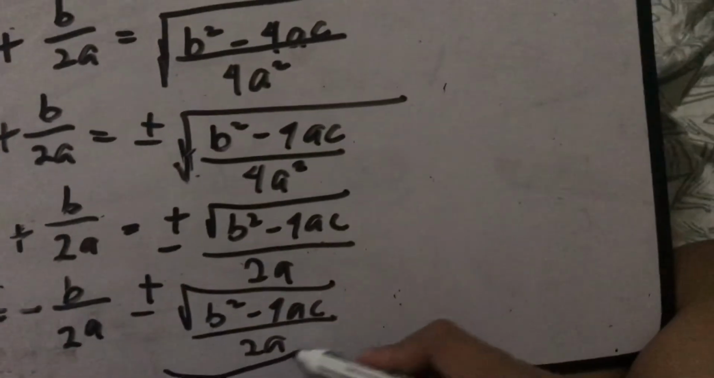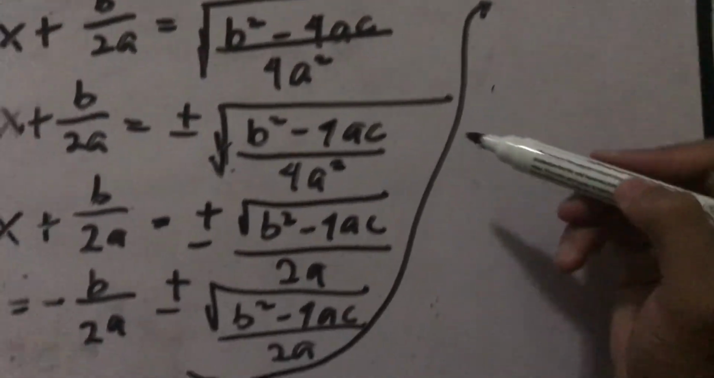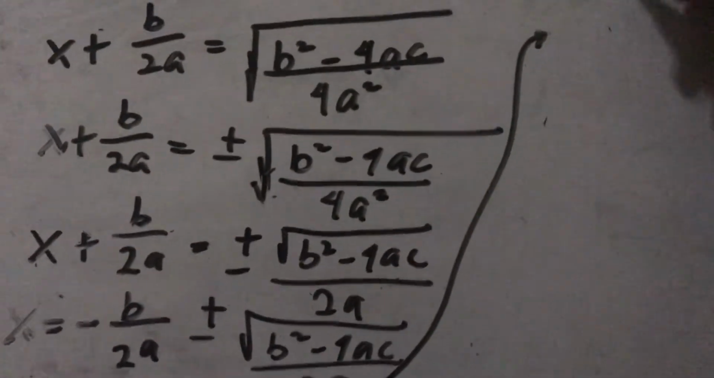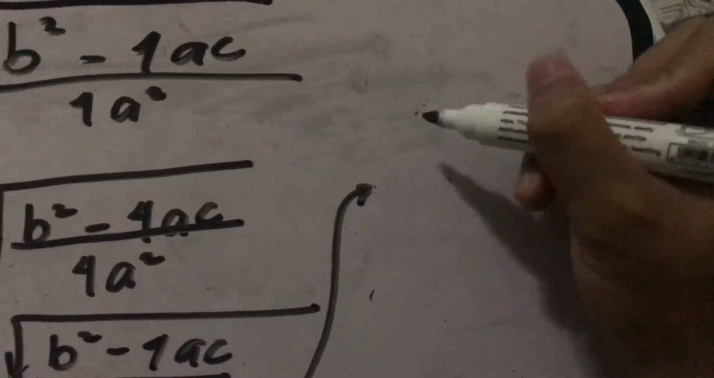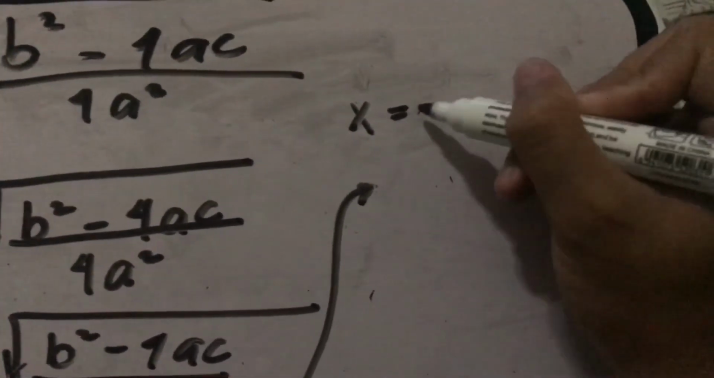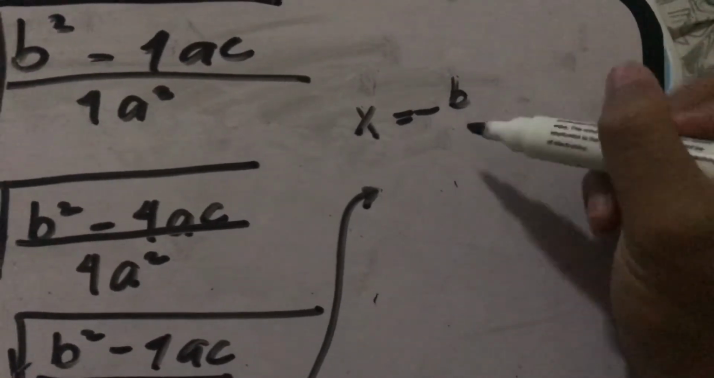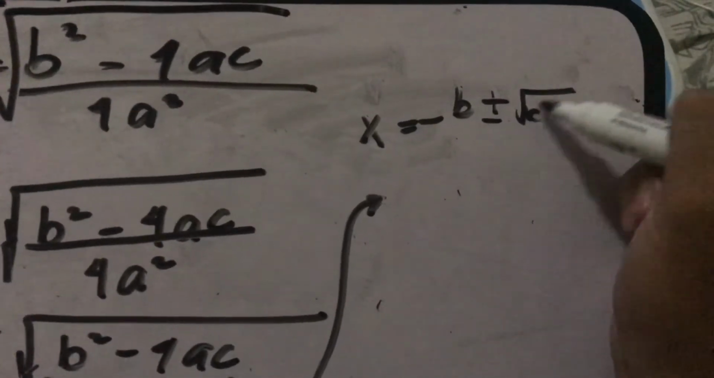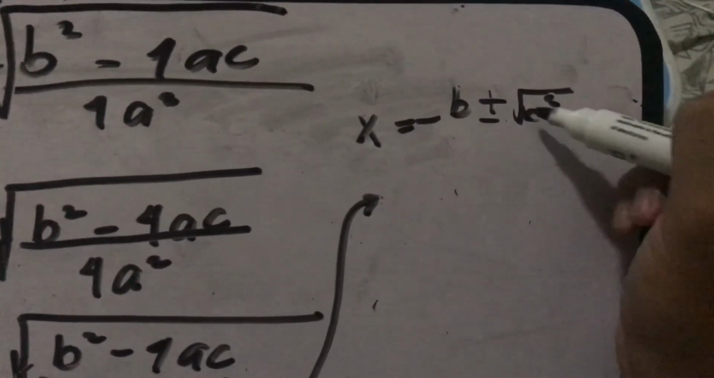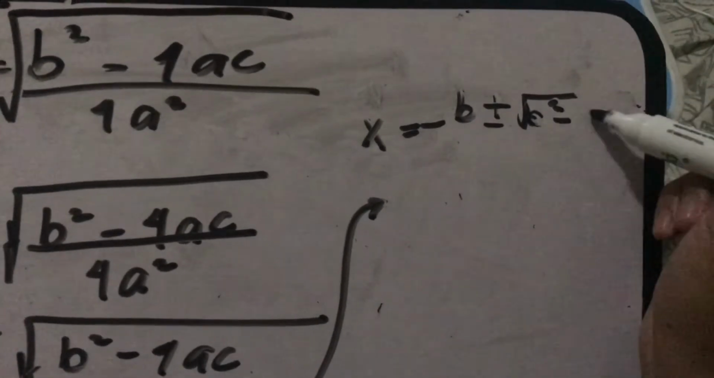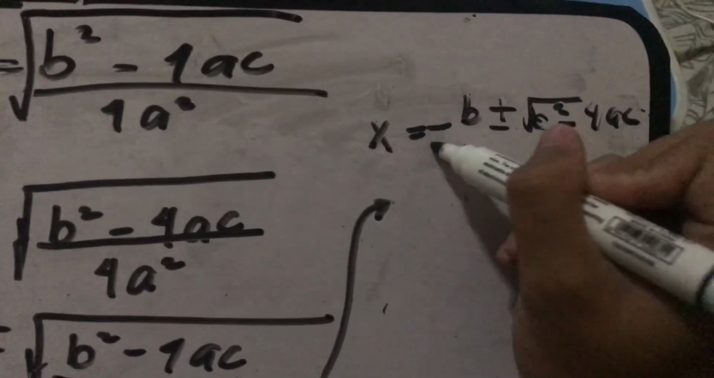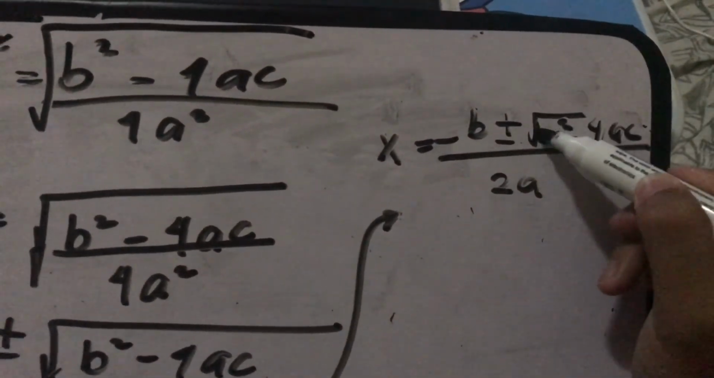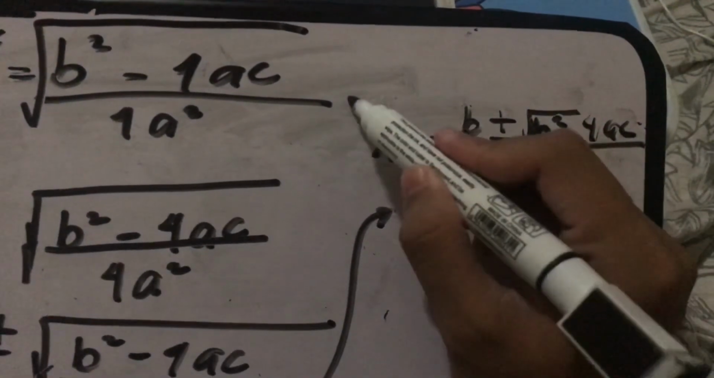So lipat tayo dito. Kung napapansin nyo, magkamukha sila ng denominator. So pwede natin silang pag-isahin. So magiging x is equal to negative b positive negative square root of b squared minus 4ac all over 2a. So ito na yung magiging sagot natin.